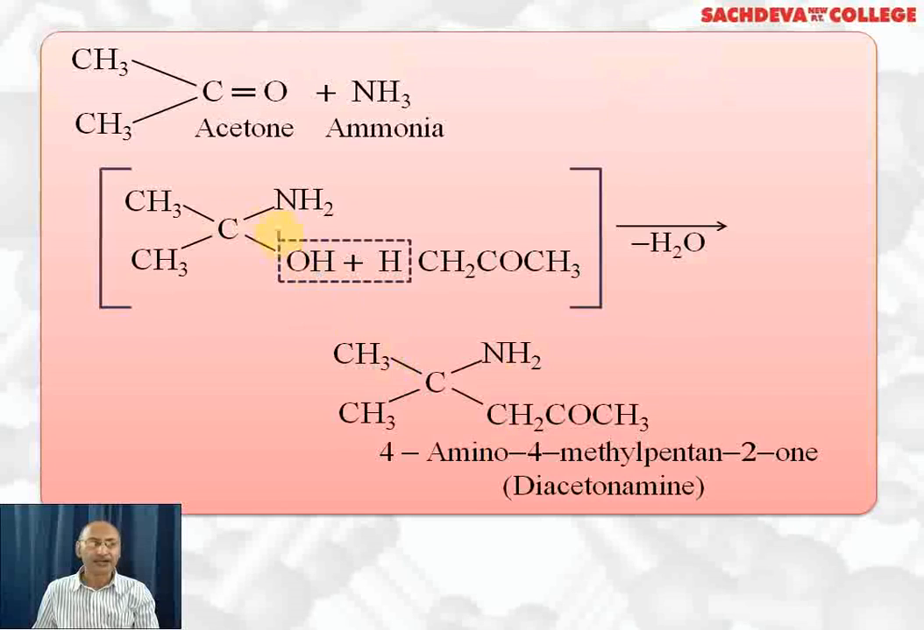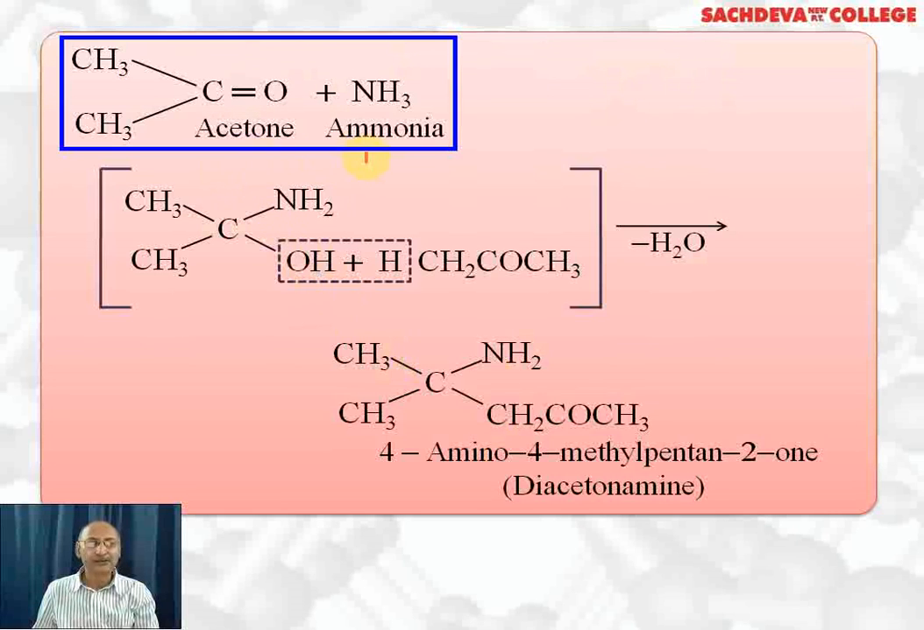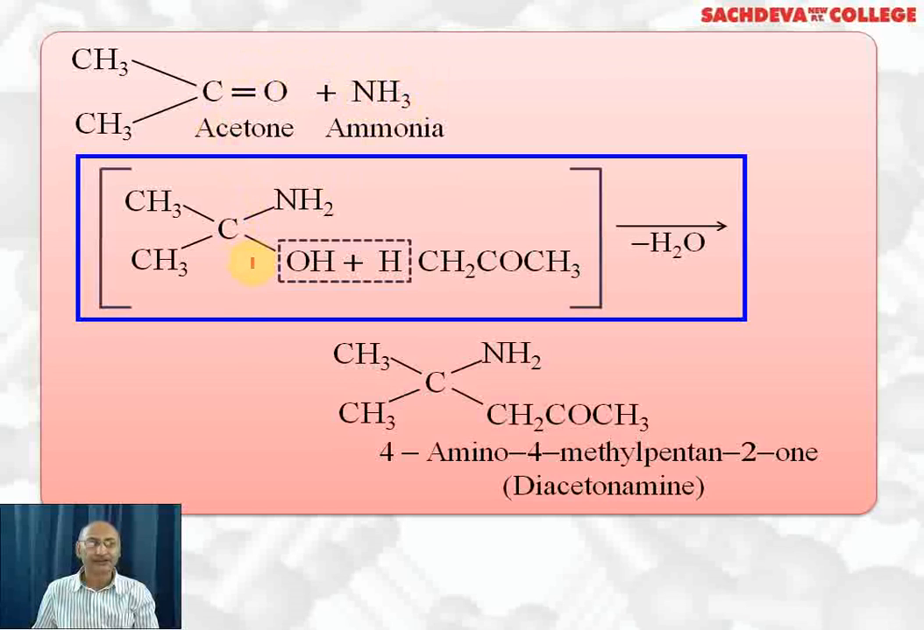eliminated. Next, we are taking reaction of acetone with ammonia. In the first step, again a nucleophilic addition reaction is taking place. This is the carbonyl group which will undergo polarization. That oxygen will become negative, which picks up H positive ion from here. NH2 negative will attack carbon and we get this one. This is called acetone amine or acetone ammonia addition product.